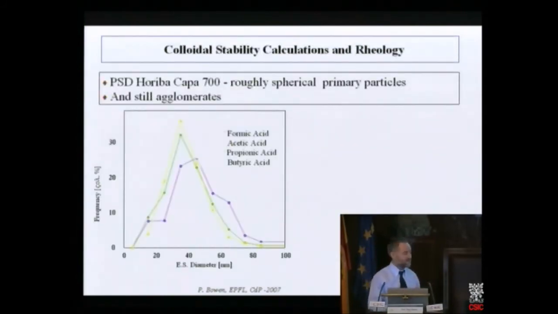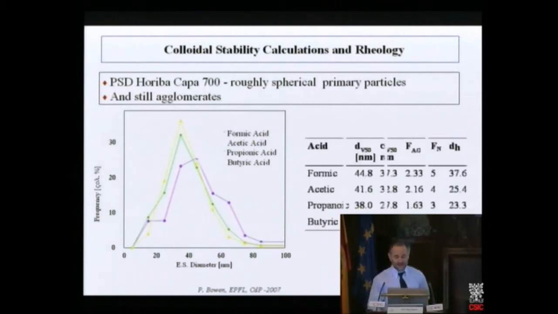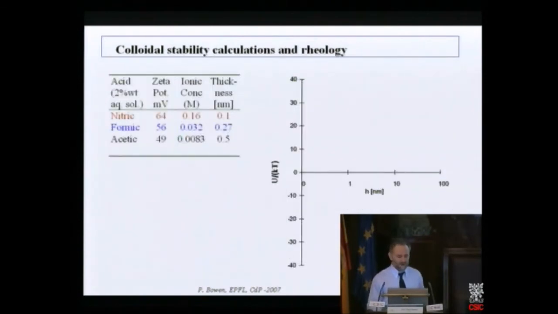We measured particle size distributions in the different acids. We don't see a great deal of difference. There's one little thing: you see there's a tail of aggregates here that creates a little bit of haziness. So you can see the sizes don't really change very much, all in the 40 nanometer range.